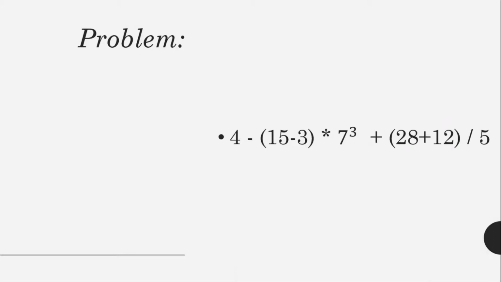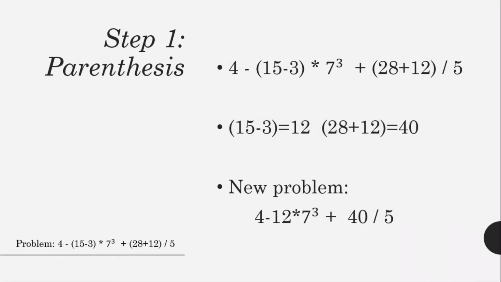Now here, we're just going to start with an example. We're just going to jump right in. Here's a problem that we're going to do together. 4 minus (15 minus 3) times 7 to the 3rd power plus (28 plus 12) divided by 5. Step 1 is parentheses. We have two sets here, 15 minus 3, which equals 12, and 28 plus 12, which equals 40.